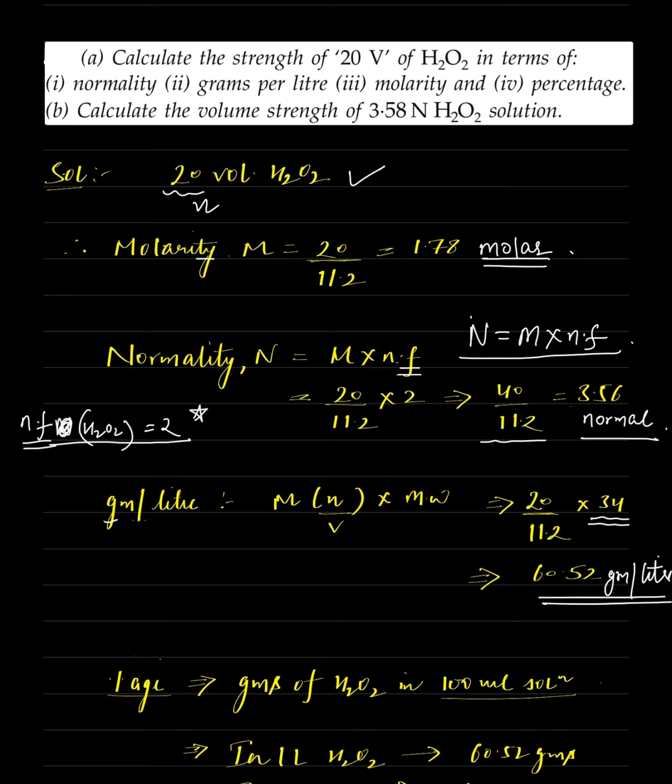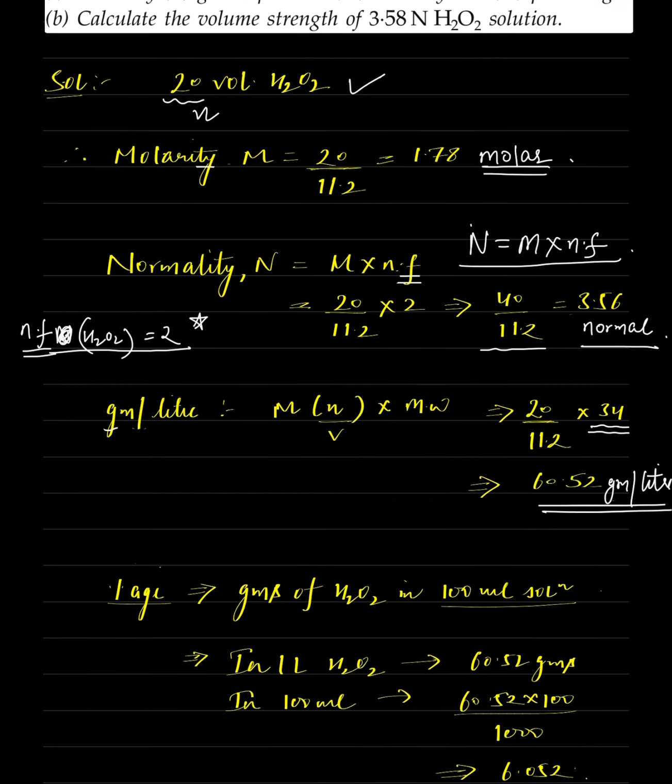Right? Next, finally, we need to calculate the strength in terms of percentage. Now, the percentage which is being asked here is basically what? The percentage is weight by volume percentage. What is the weight by volume percentage? The formula means weight of solute upon volume of solution into 100. This is the basic idea about it.